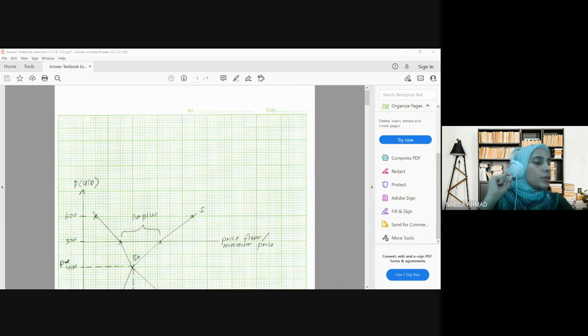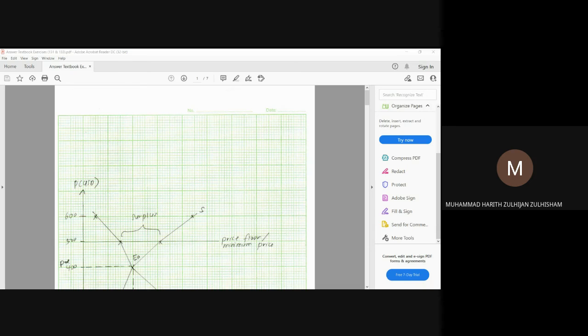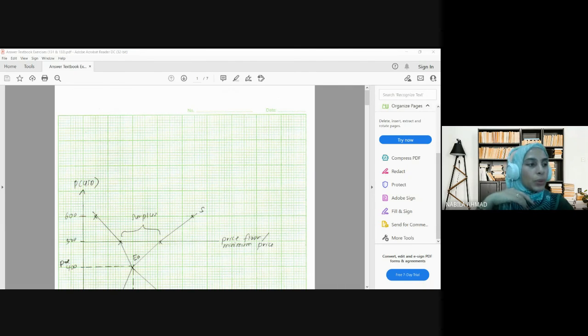Okay, soalan 17. What causes the movement from point A to B? Cuba lihat A to B. So dia affect supply movement, movement on the supply curve. Okay, so apa yang berlaku? Apa jawapan yang paling sesuai? B. An increase in the price of own good. Ingat movement along the same supply curve or demand curve, dia akan menyebabkan harga barang itu sendiri yang berubah. Ya, B.